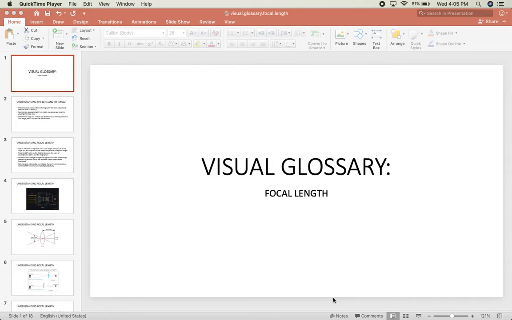The function of this video lecture is to offer a kind of visual glossary so that all of you can better understand the techniques and methods of cinematography. Okay, this particular video is going to look at focal length. Now, focal length is a kind of technical aspect of cinematography.